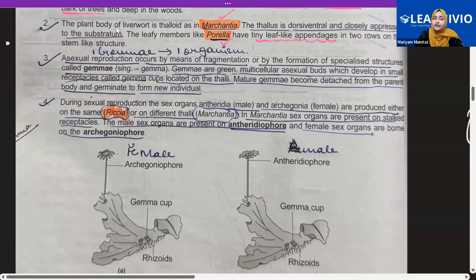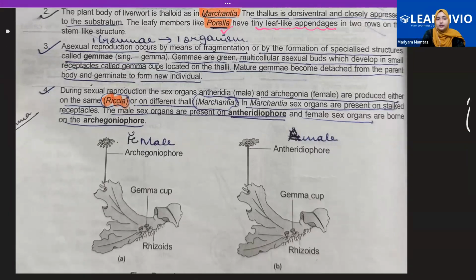Now, in the case of liverworts, this is very important to discuss. The asexual reproduction occurs by means of fragmentation, right? Wherein the body would get into fragments. Each of those fragments is going to grow into a new individual.